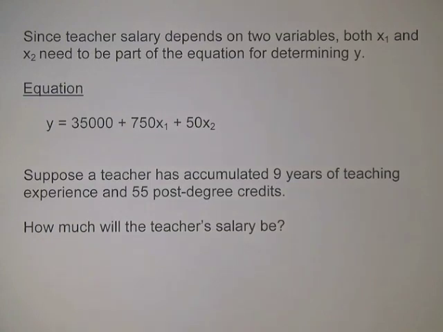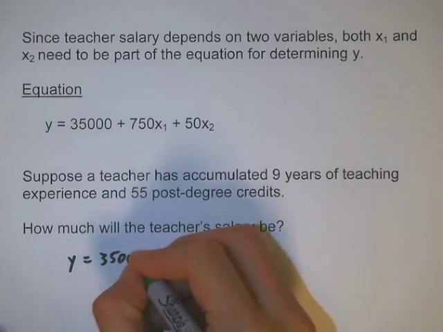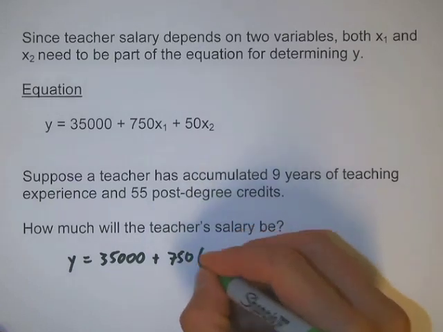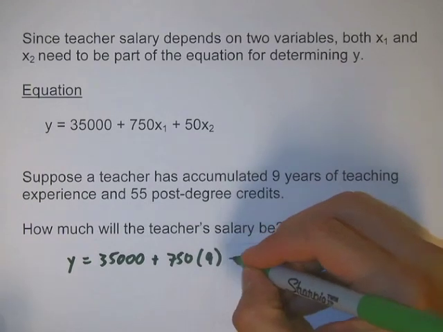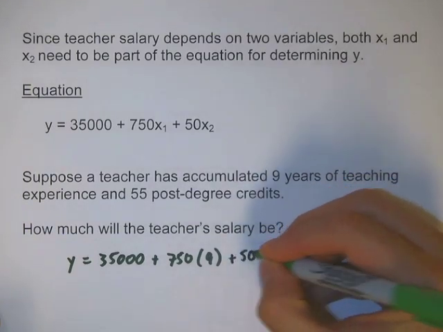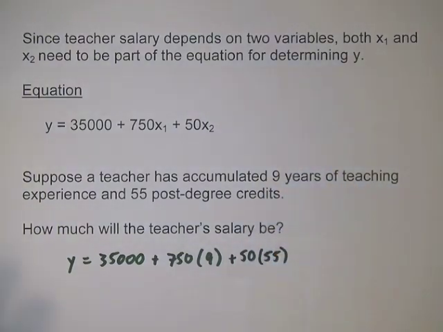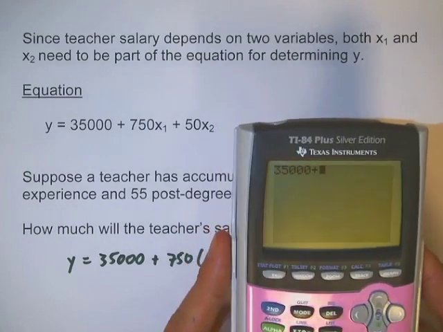So suppose a teacher has accumulated 9 years of teaching experience and 55 post-degree credits. How much will the teacher's salary be? Basically, what we do is start with the base pay, and then we're going to need to take $750 times 9 years of experience. Then we will go ahead and add the $50 times the 55 credits that they've earned since their bachelor's degree. Then we'll go to the calculator and type all of this in.